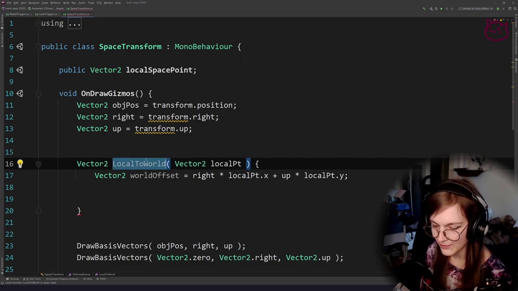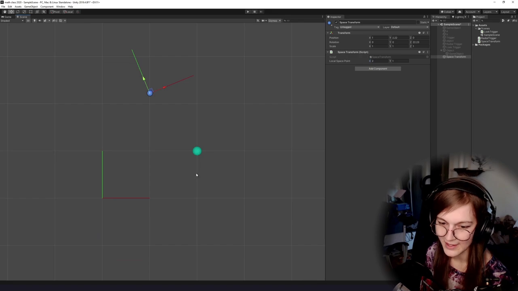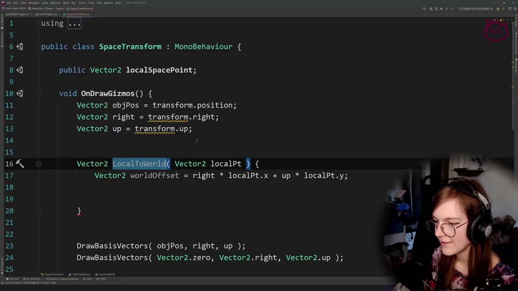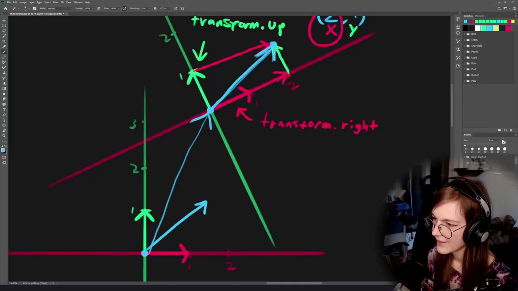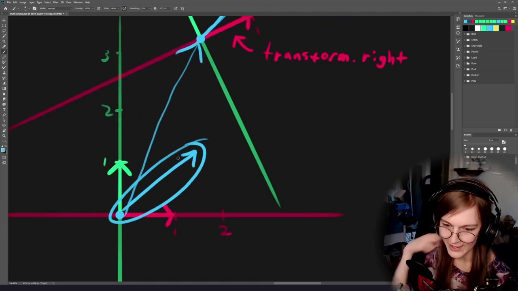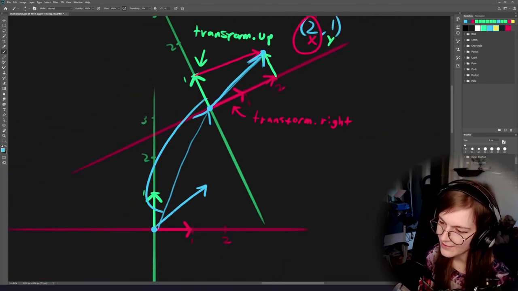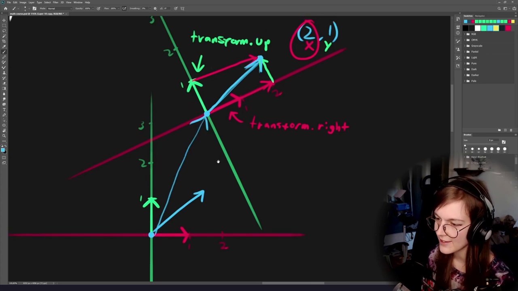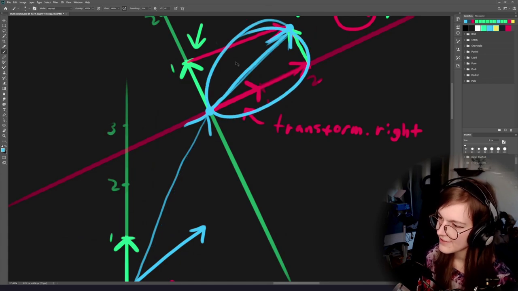Okay, so that's why we need to write this local to world function, because this is being interpreted as a world coordinate. So we need to convert our local coordinate to world space. Okay, so the world offset here, we have now calculated this blue arrow in world space, but that again is just this vector. So we need to do something else. We need to add this vector. And this vector right here is the world space position of the object. So all we need to do is do world space position plus this offset vector.